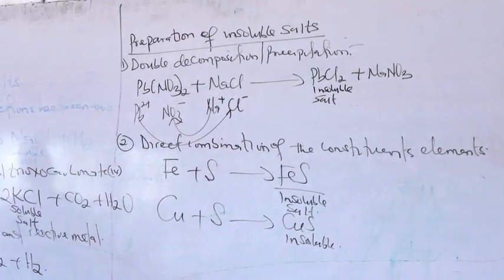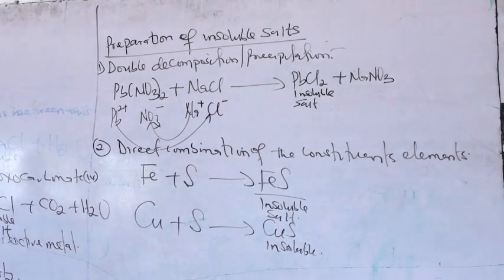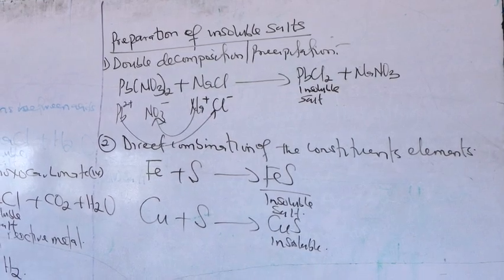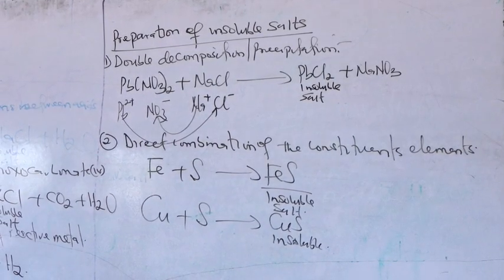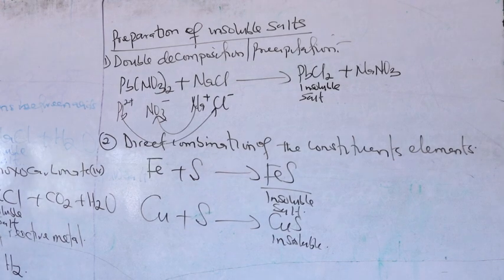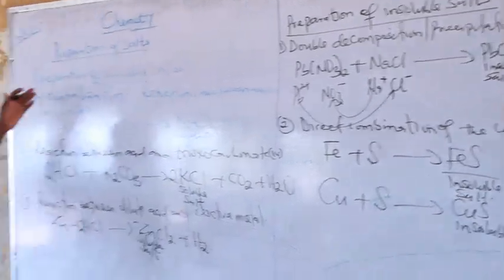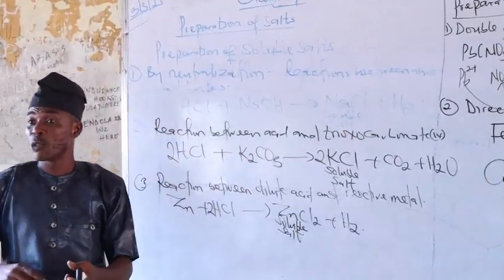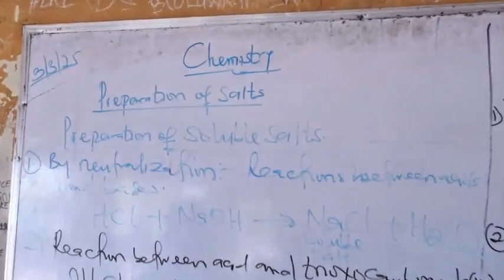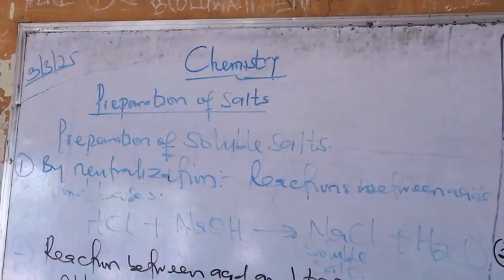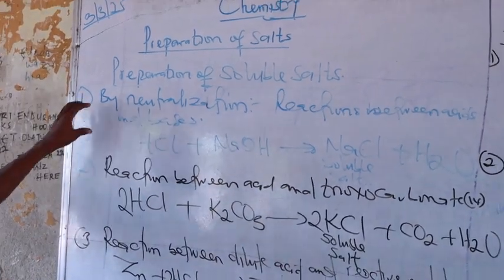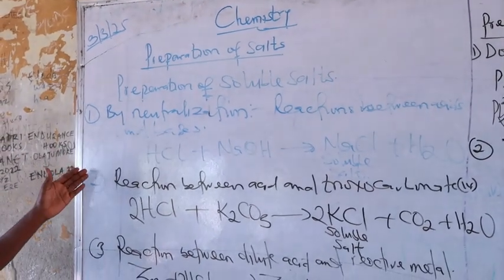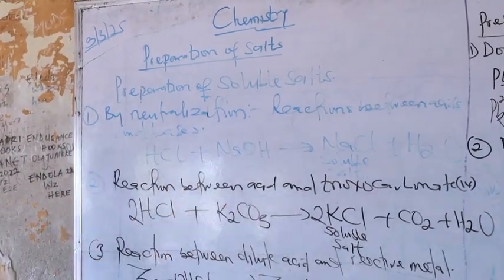Basically, there are two methods of preparing insoluble salt. And what are these methods? Double decomposition, and direct combination of the constituent elements. But when we talk of soluble salt, most textbooks, instead of writing the reaction like this, break it into the reaction between acid and soluble base, and the reaction between acid and insoluble base. In that case, we have gotten two points here. Apart from that, we can also get it by reaction between acid and carbonate.